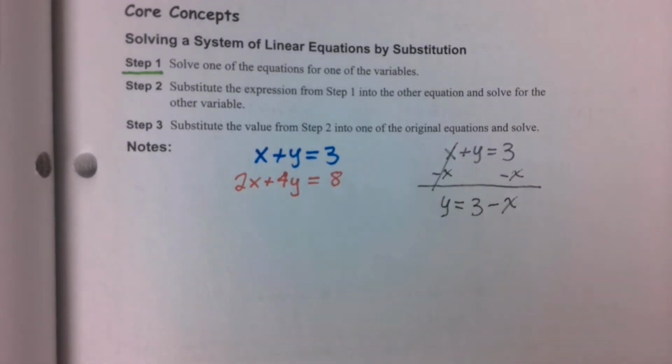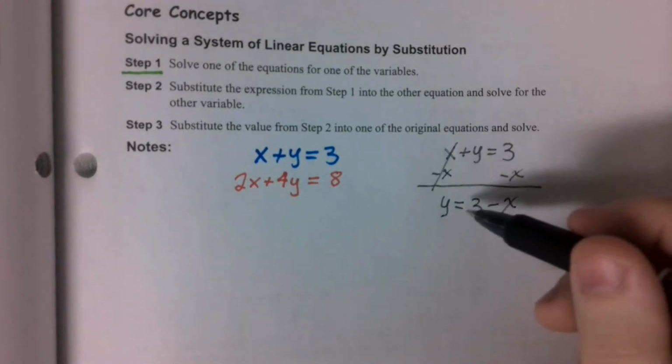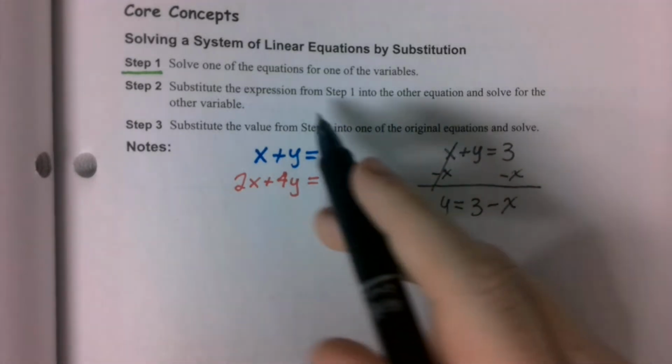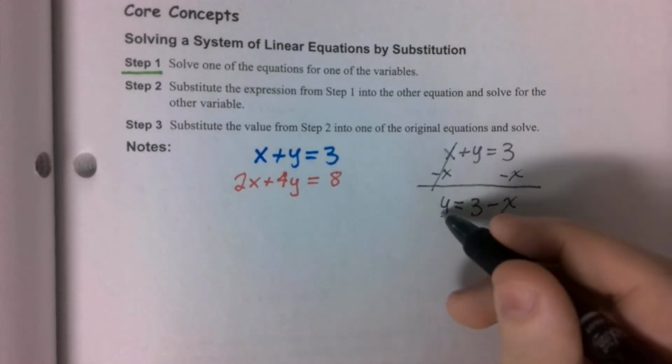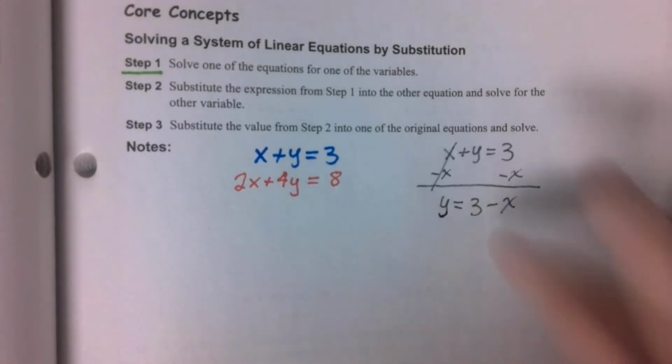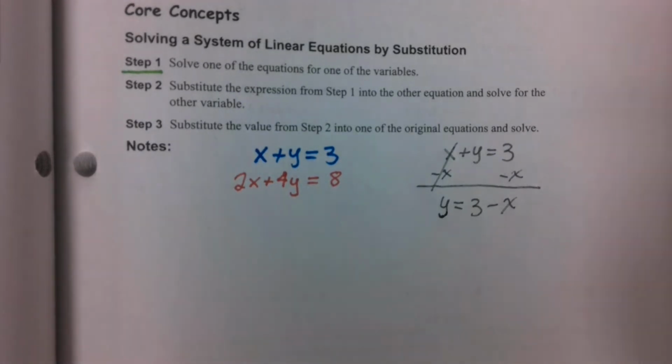Very nice. What we need to do now is double check. We've solved one of our equations for one of our variables. Y is all by itself at this point, and the other side is simplified. So step 1 is done.